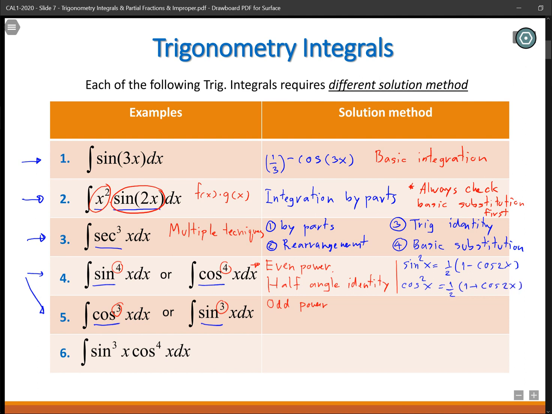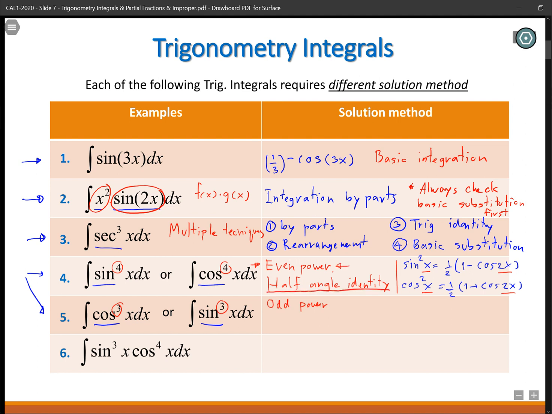The reason that we call this half angle is because of the relation between the left hand side and the right hand side of the equation. So on the left hand side, the angle is just x, but on the other side is 2 times as big, and that's 2x. So x and 2x. Okay, even power, we apply this half angle identity.